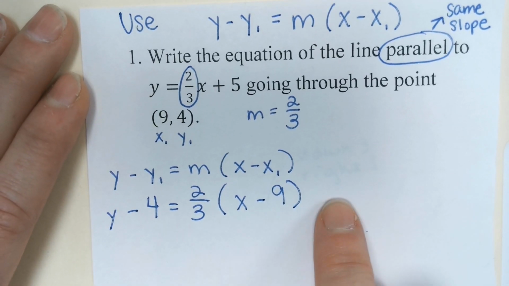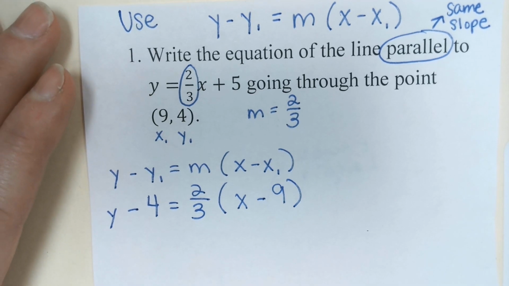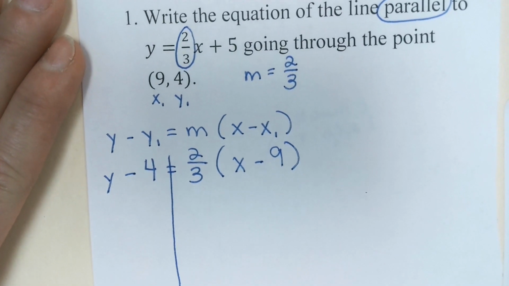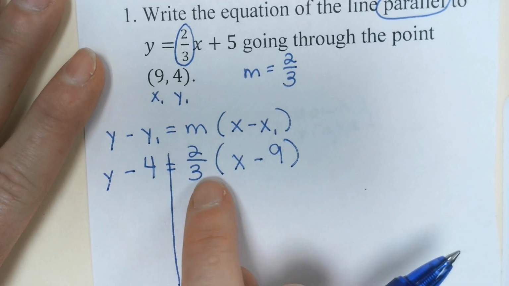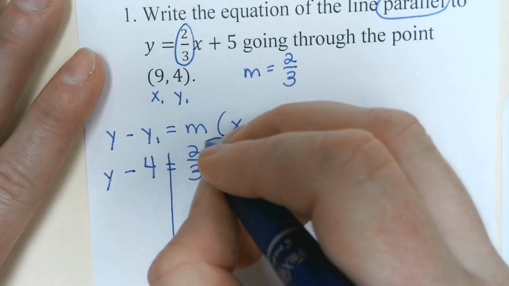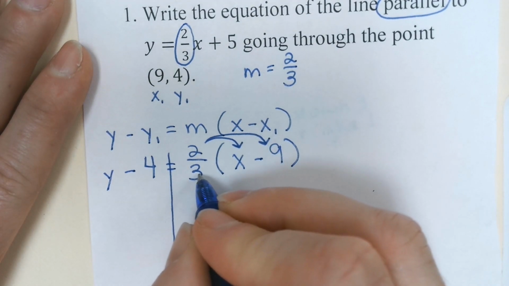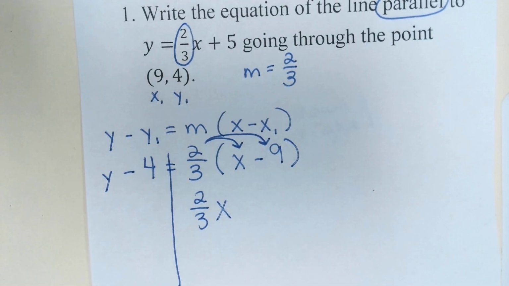So this is point slope form, but the way it's normally written is y equals mx plus b form. So now we're going to solve for y. In order to solve for y, we have parentheses, so we're going to distribute. So it's 2/3 times x, so that'd be 2/3 x. And then 2/3 times a -9.